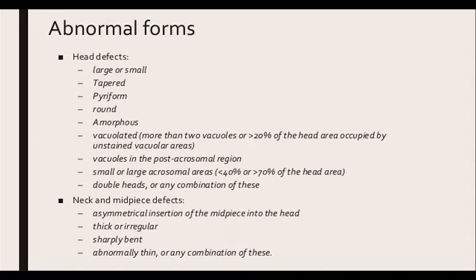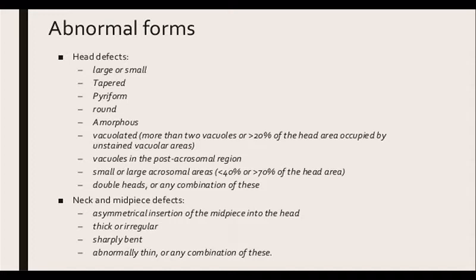They may be tapered. Tapered means reduced in thickness towards one end. Pyriform means pear-shaped head, that is, pear is a fruit, so a fruit-shaped head. Or it may be round or amorphous in nature. Amorphous means without a clearly defined shape or form. Vacuolated, that is, vacuoles may be present.